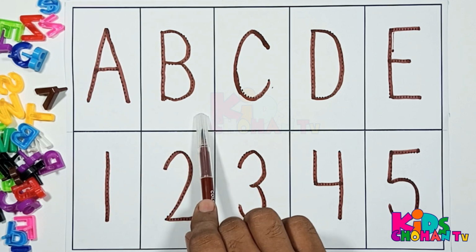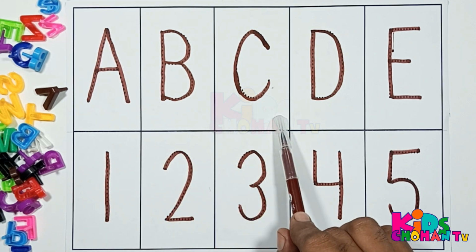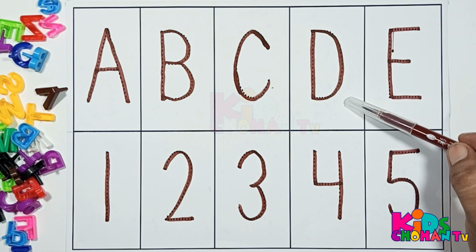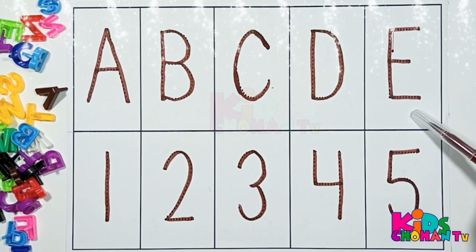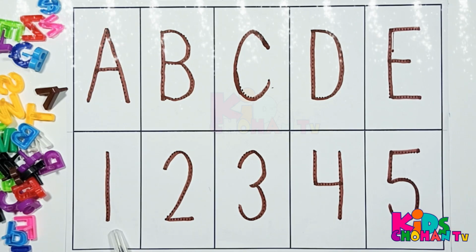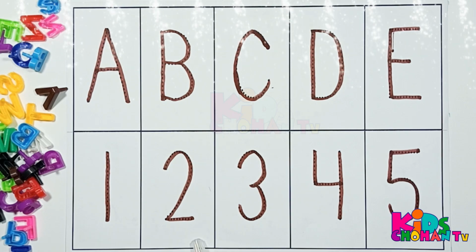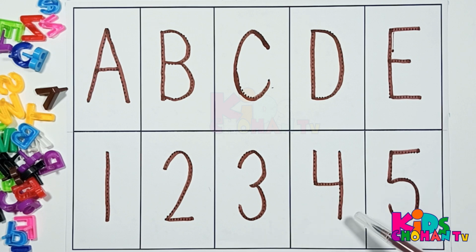A for apple, B for ball, C for cat, D for doll, E for elephant. 1, O-N-E, 1, 2, T-W-O, 2, 3, T-H-R-E-E, 3, 4, F-O-U-R, 4, 5, F-I-V-E, 5.